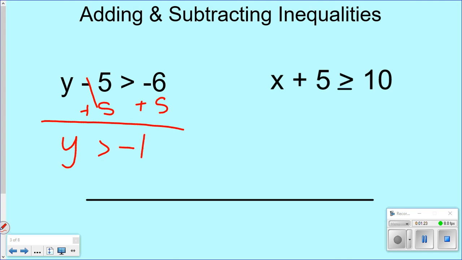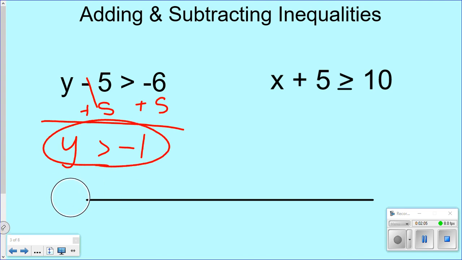I have to write my answers like this. I can't just put y equals negative 1, because y equaling negative 1 and y greater than negative 1 are two different things. Why are these two different? Well, this one has to be negative 1. It can't be anything else. But this one says y is greater than negative 1. What can that be? 0, 1, 2, 3, 4, 5. So that's the difference between an inequality and an equation answer: an equation has one answer, while an inequality has many answers. So this would be your answer for today.